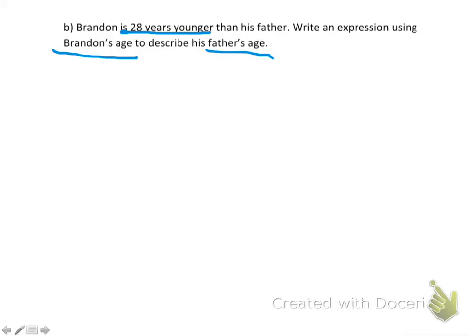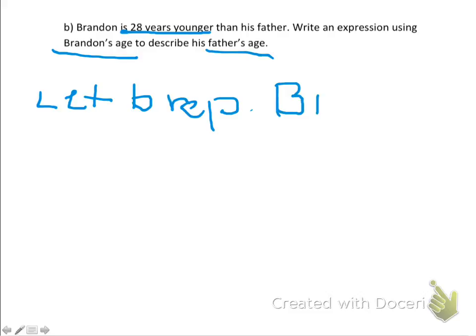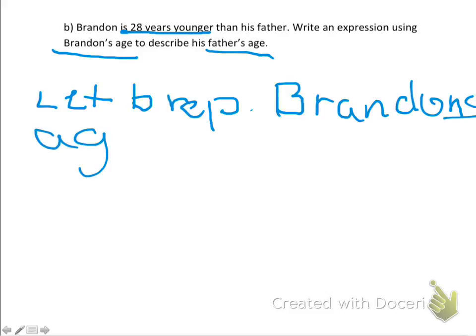The first thing I need, always, always, always, is a let statement. So I'm going to say let B represent, and instead of writing the whole represent, I don't mind if you just write rep Brandon's age. Without this sentence, you will lose points on a quiz, and I won't mark your homework as full points. You need to write the sentence. It tells the reader what your variables mean.